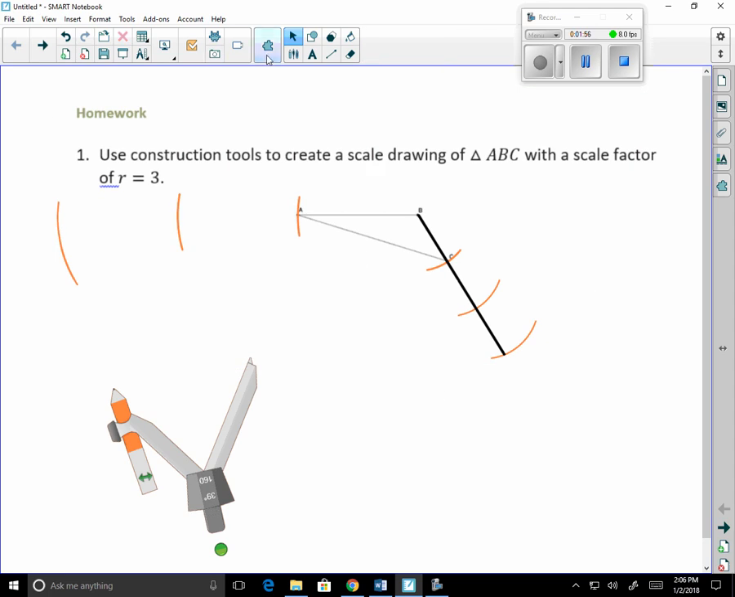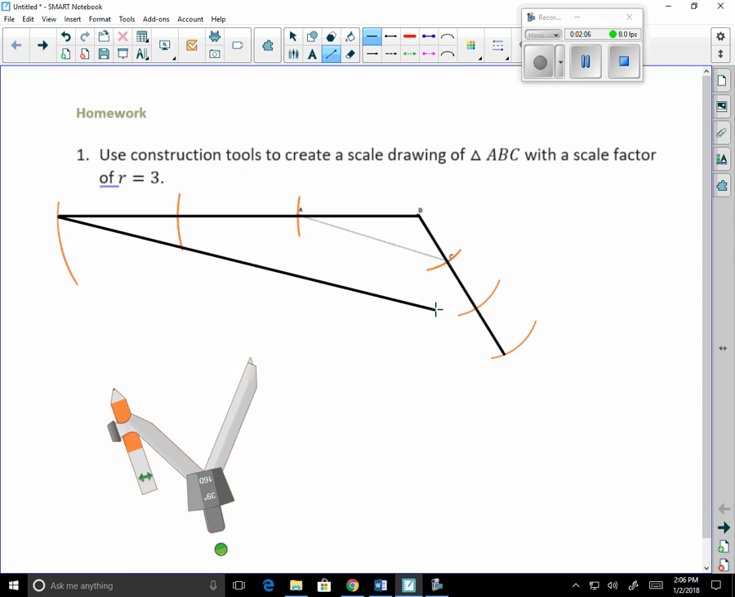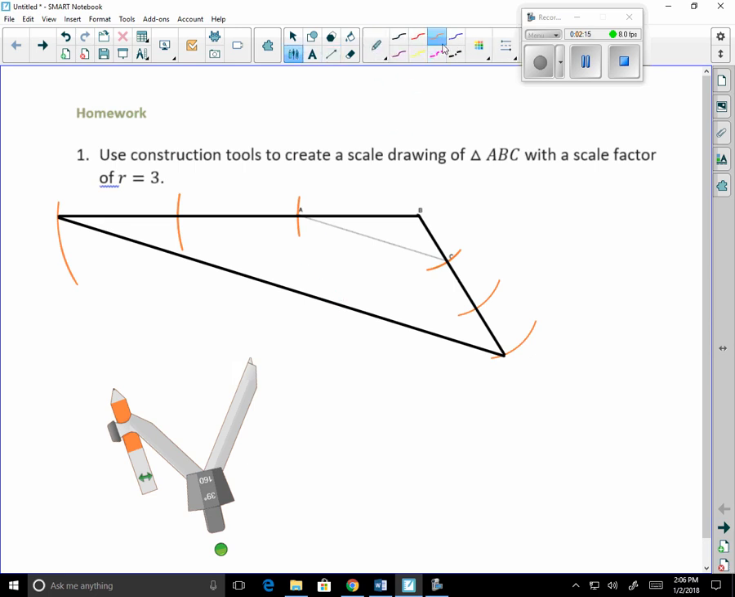Then we can go through and make a straight line from B all the way to that new arc. Then I can connect these 2 new points that we had, and we've just made the sides of this 3 times bigger. All of the angles stay the same size, and then we also want to go through and just mark this. We'll call this point C prime, and we'll call this point A prime.